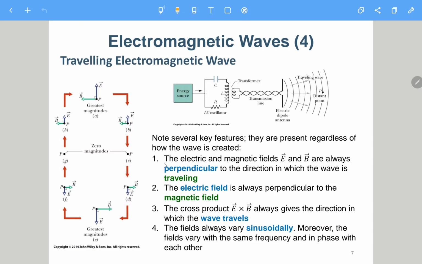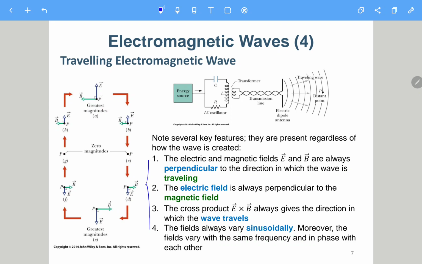Okay, here it mentions there are 4 characteristics of the EM wave. The first one is that the E field and B field are always perpendicular to each other, and to the direction in which the wave is traveling. I just mentioned the propagation of the wave is pointing out of the page, which is always perpendicular to the plane. So the E field and B field are always on the plane.